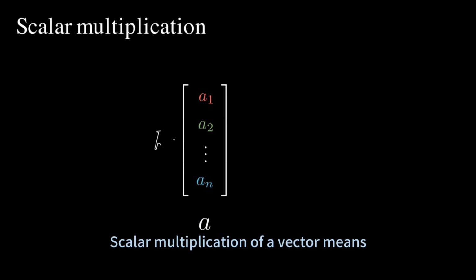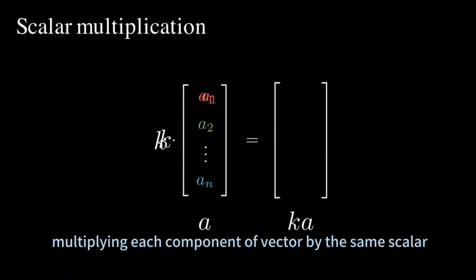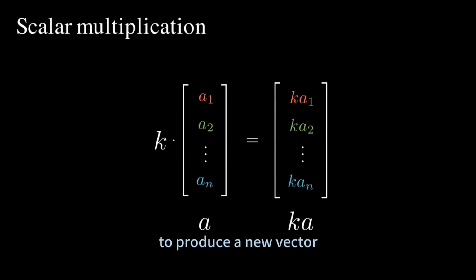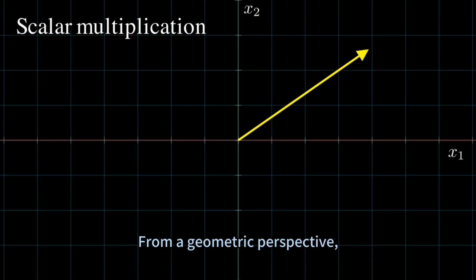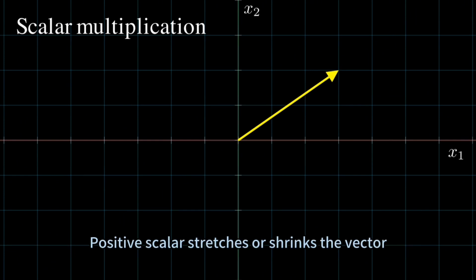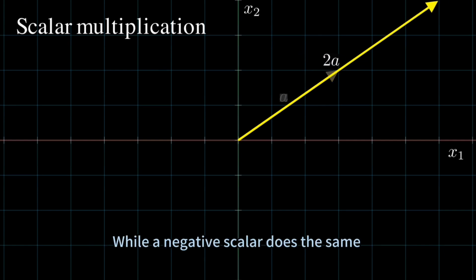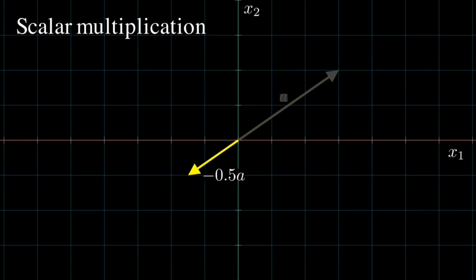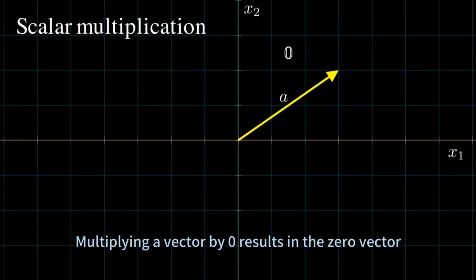Scalar multiplication of a vector means multiplying each component of the vector by the same scalar to produce a new vector. From a geometric perspective, scalar multiplication of a vector is a scaling transformation. A positive scalar stretches or shrinks the vector in the same direction, while a negative scalar does the same but reverses its direction. Multiplying a vector by 0 results in a zero vector.